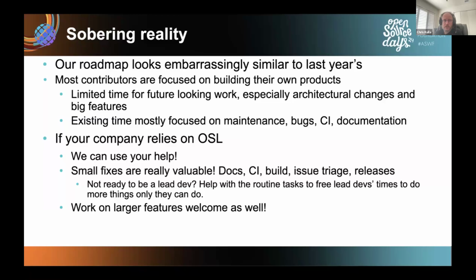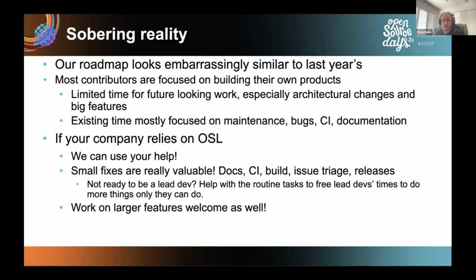So as a call to action, if your company relies on OSL, we can definitely use your help. No contribution is too small, so small fixes are really valuable. If you can help with documentation, CI, build, even just responding to issues on GitHub when people ask questions, tagging releases, that sort of thing. Don't worry that you need to be a lead developer working on the large features right away. Even just helping with routine tasks would help us to focus more effort on the bigger features. Of course, if you think you have some bandwidth to help us with some of these larger features, we'd welcome your help as well.